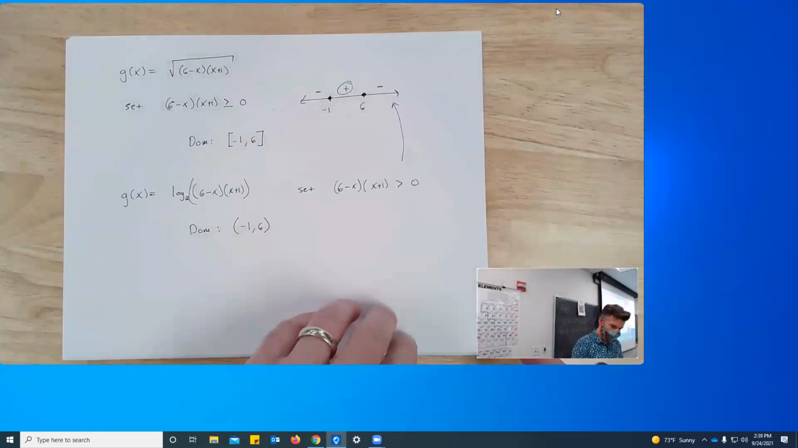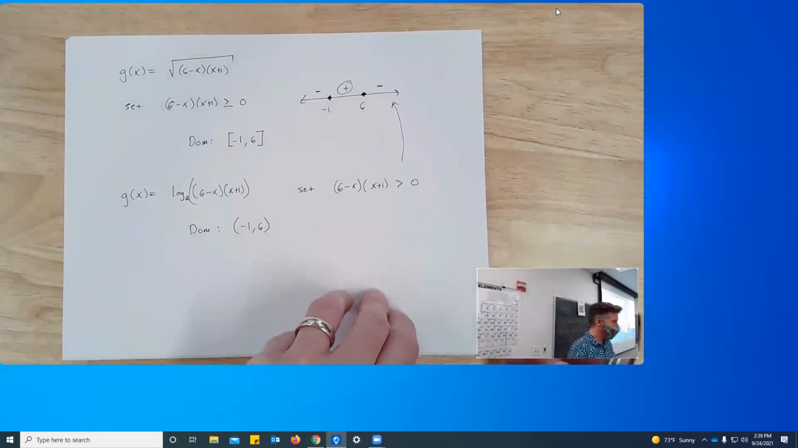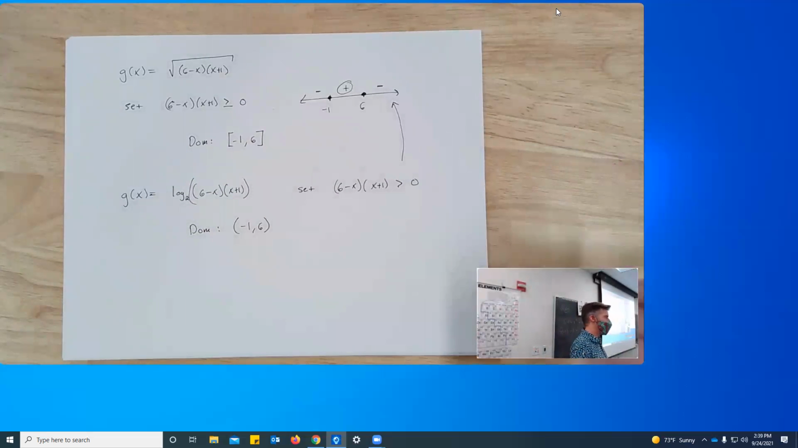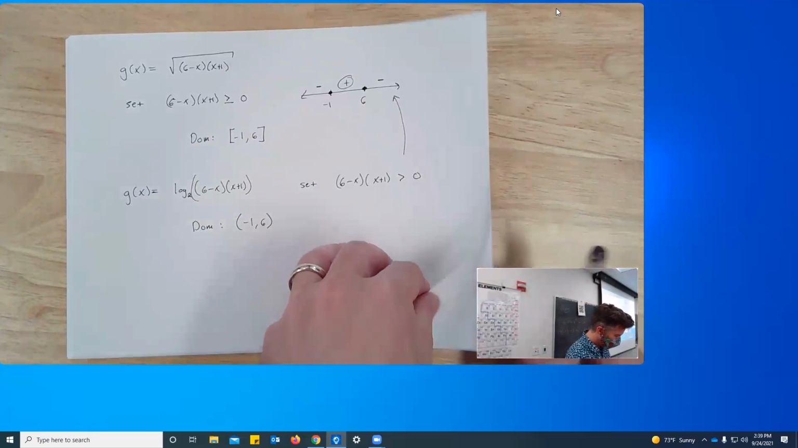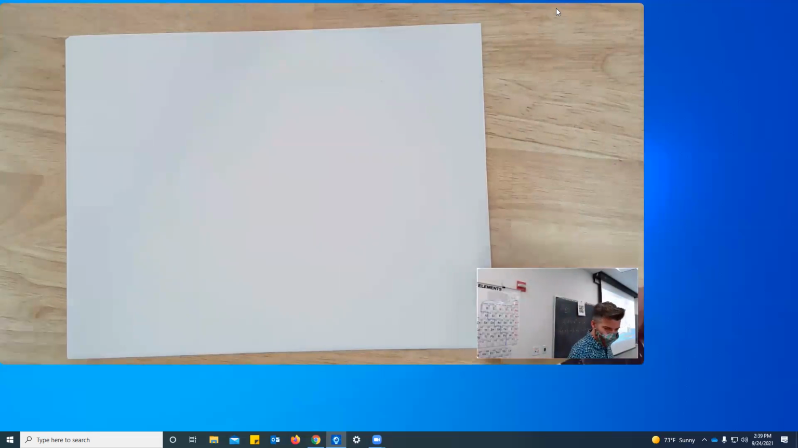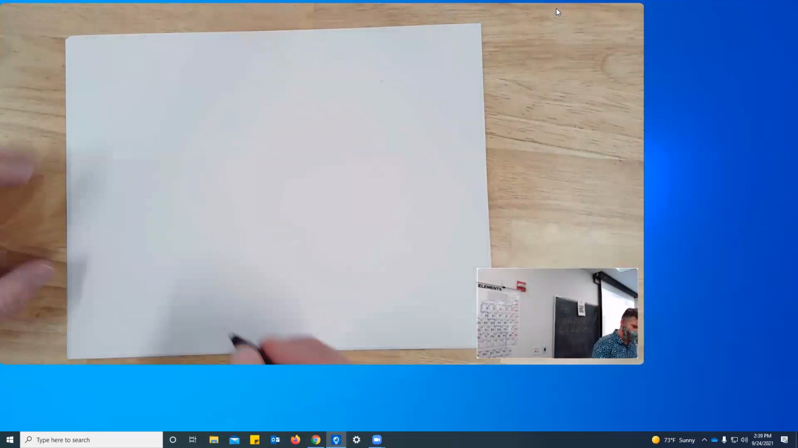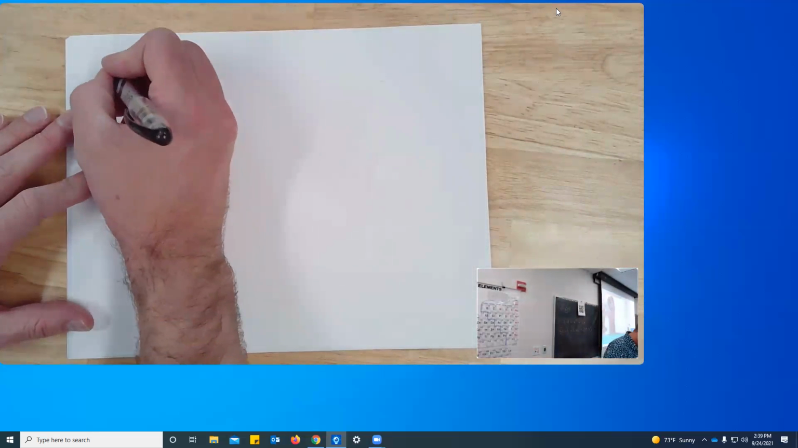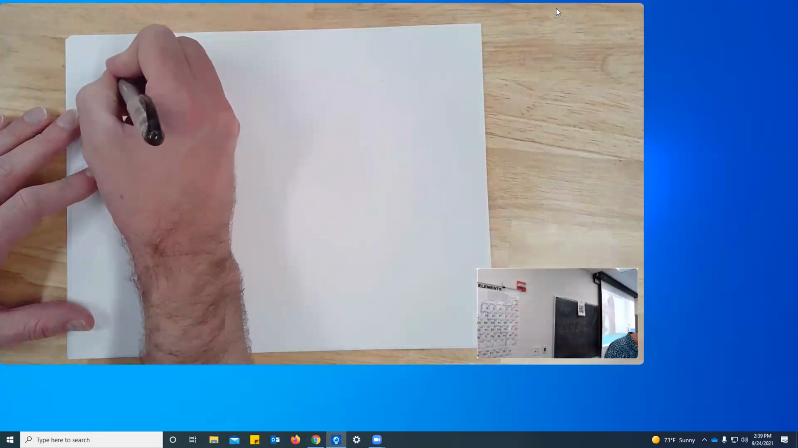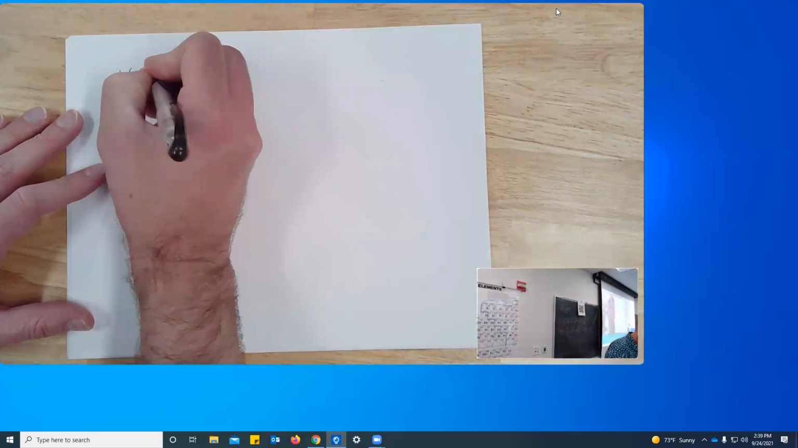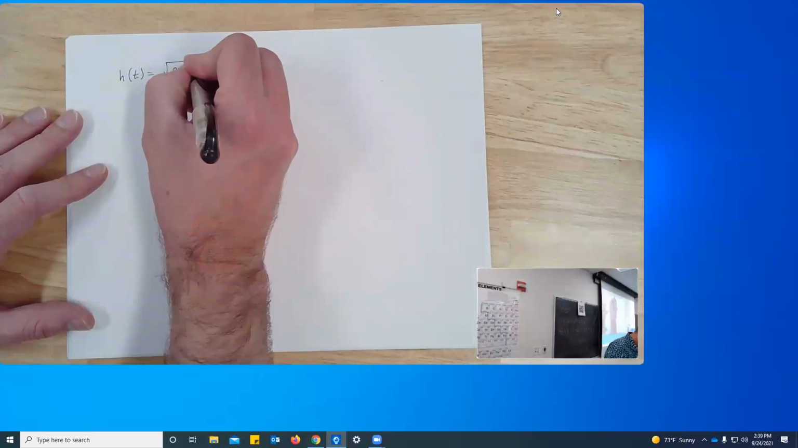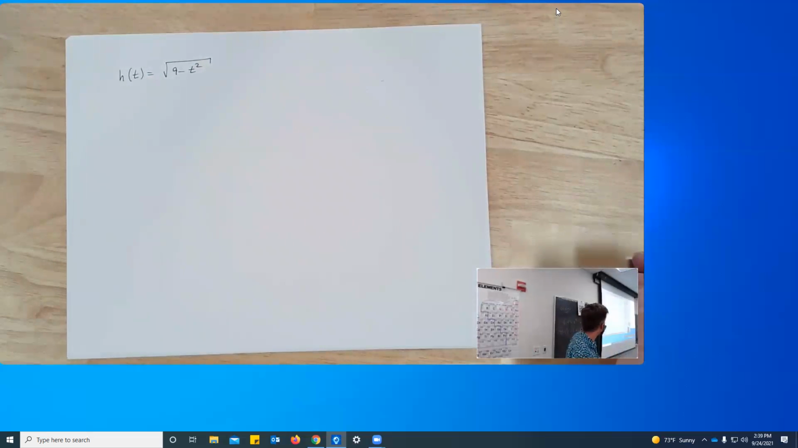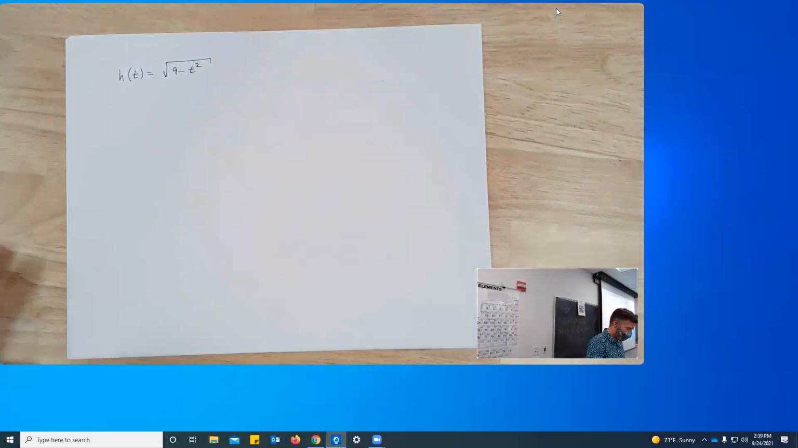Let's look at one or two more examples. I didn't talk about the range of either of these. I've got two more examples, and at least one of them we can talk about the range. So let's look at this example: h of t equal to the square root of 9 minus t squared. This one we will also talk about the range because it's worthwhile.